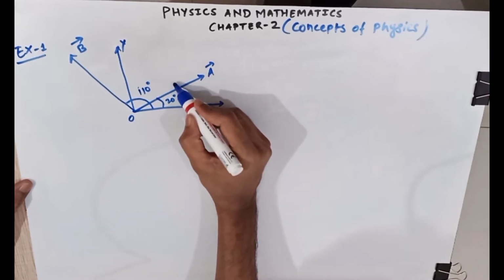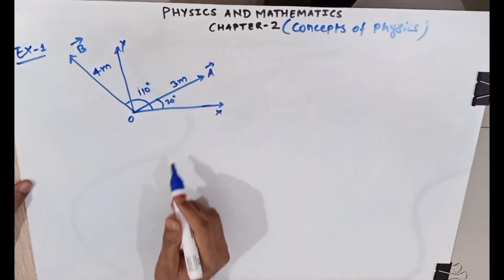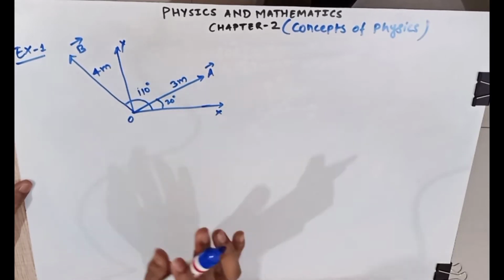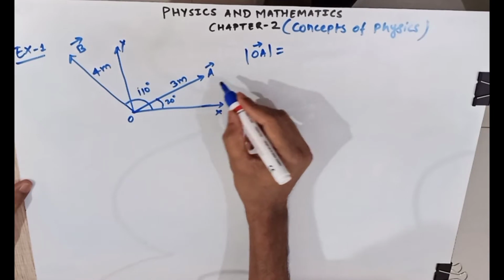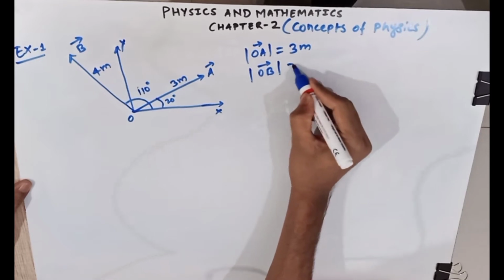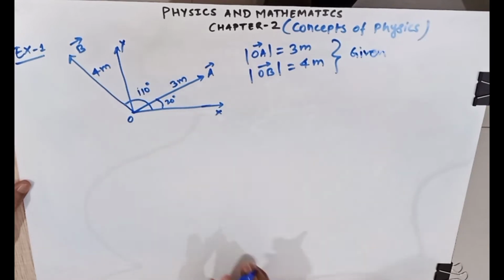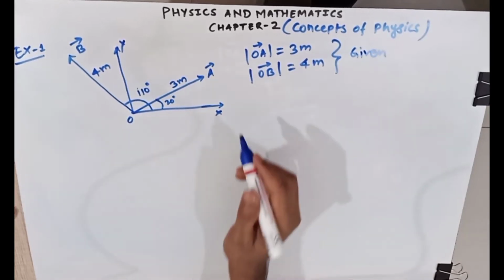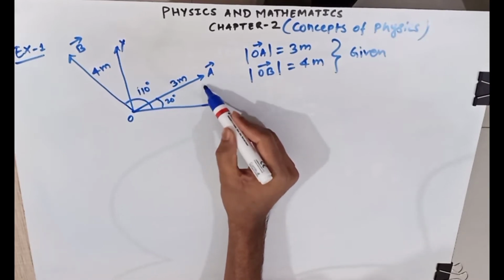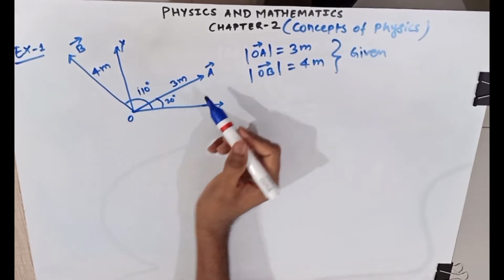It has also been given that the magnitude of vector A is 3 meters and the magnitude of vector B is 4 meters. So all this information is already given, and whatever we have drawn here is as per the given problem. The magnitude of vector OA is 3 meters, the magnitude of vector OB is 4 meters. The angle is also given, so we will consider that later. Now, in order to find the resultant, we need to decompose these vectors along the x-axis and y-axis for both vector A and vector B. So how can we decompose it?